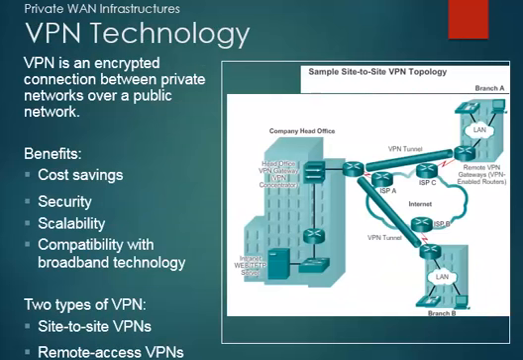VPN technology. Security risks are incurred when a teleworker or a remote office worker uses broadband services to access the corporate WAN over the internet. To address security concerns, broadband services provide capabilities for using VPN connections to a VPN server, which is typically located at the corporate site. A VPN is an encrypted connection between private networks over a public network, such as the internet.